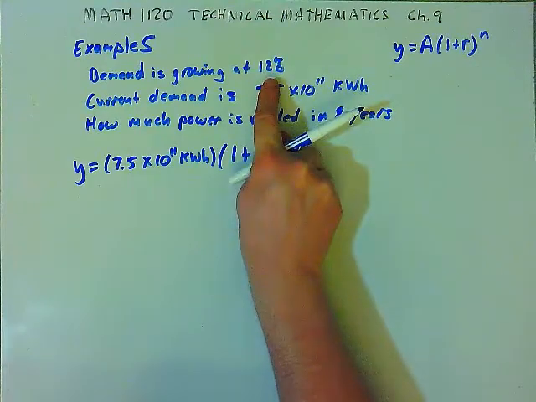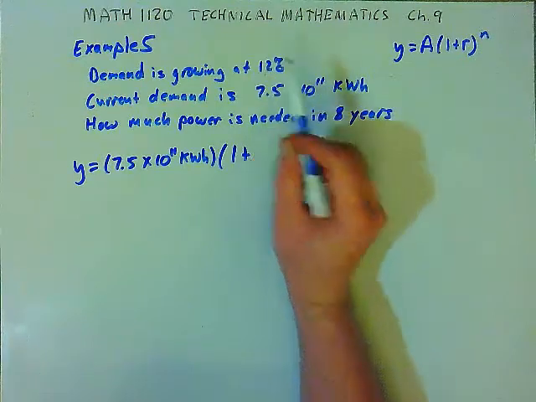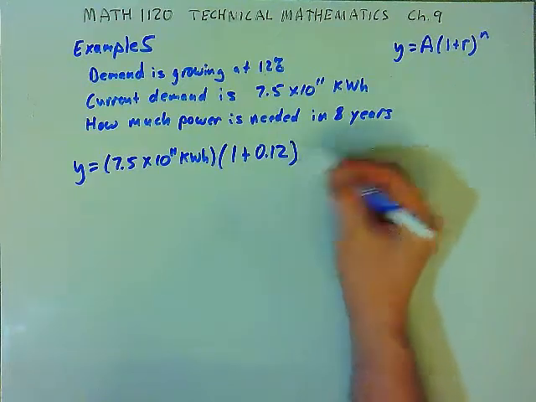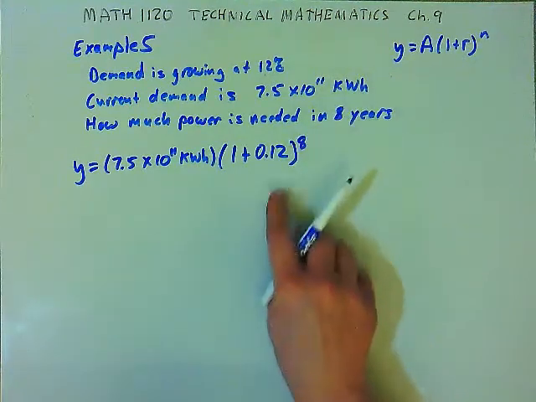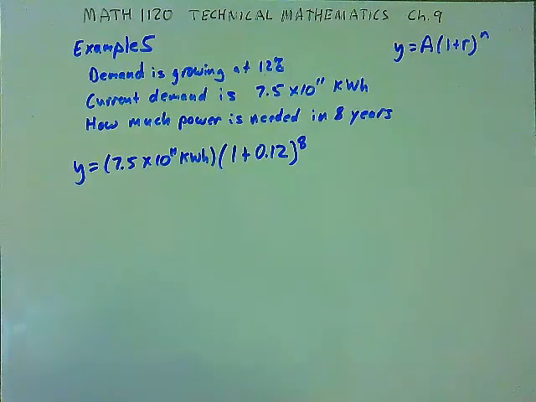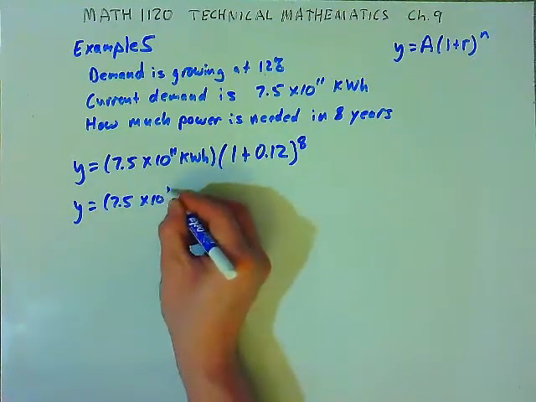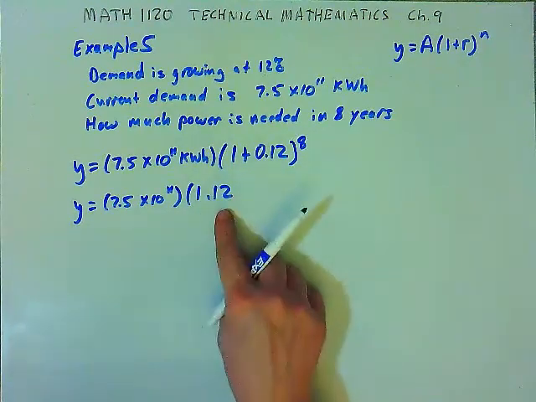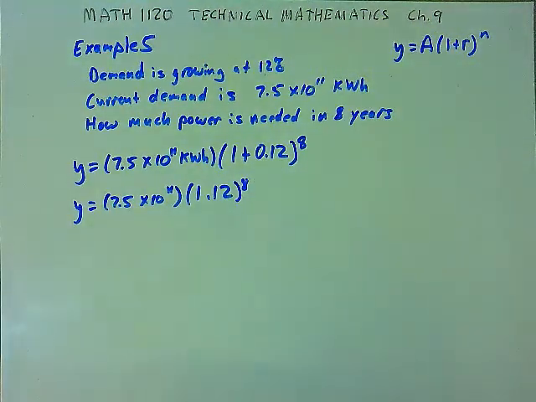It was given to us as a percentage. We need that to be a decimal. To change this to a decimal, we move the decimal point 2 places to the left. So it's going to be 0.12, right? That's 12% as a decimal. And then the exponent n is the amount of time that has passed. That's going to be 8 years. Okay, and so we can work this out. y is going to equal 7.5 times 10 to the 11th. We're going to go ahead and add these first. It's going to be 1.12. 1 plus 0.12 is 1.12 to the 8th power. And so we'll use a calculator to figure that out.